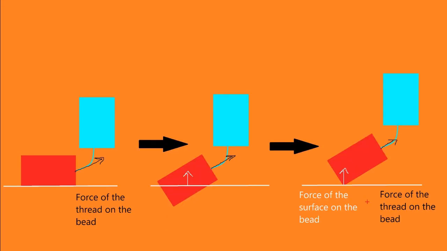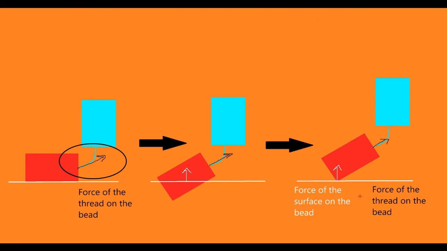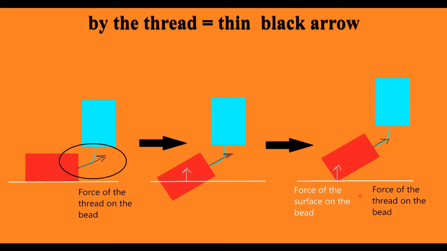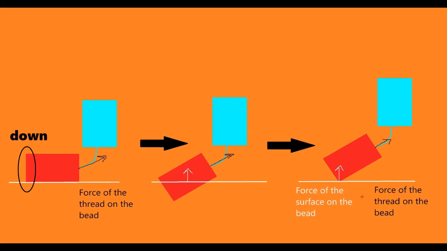Now the last question is, why is the chain going up? So let's look at one bead, the next one in the chain to be pulled up. There's a force exerted on this bead by its thread to pull it upwards, rotating it. So a part of it will move up, which is the part immediately attached to the thread that is pulling up. But the other side of the bead will move down, because it's rotating.